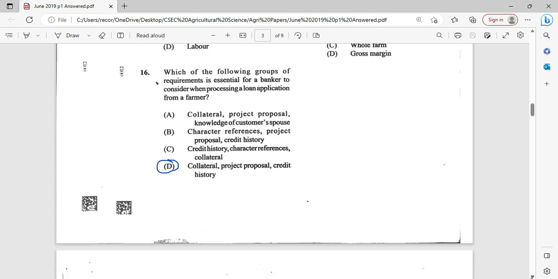Number 16, which of the following group of requirements is essential for a banker to consider when processing a loan application for a farmer? Collateral, project proposal, credit history. D is going to be our answer. Popular question on paper number 2.